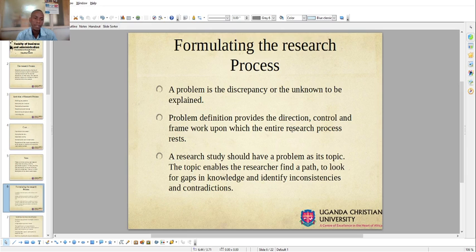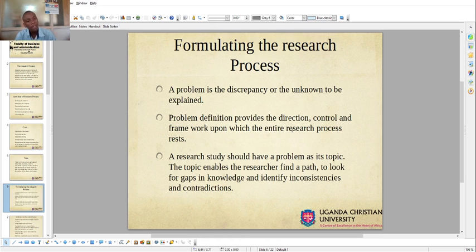Okay. The discrepancy could be whether fraud has an effect on service delivery of banks. Whether fraud has an effect on the performance of banks. That could be the discrepancy which draws you into carrying out research. The unknown, that's something which you need explanation. So you should know that problem definition provides the direction, contour, and framework for the entire process. So after defining your problem, it serves as the basis for what you're going to do next.